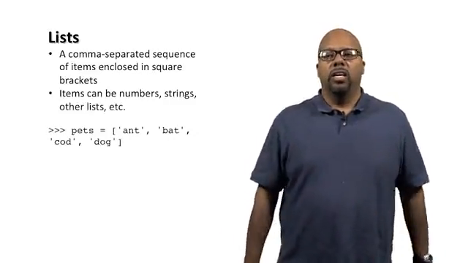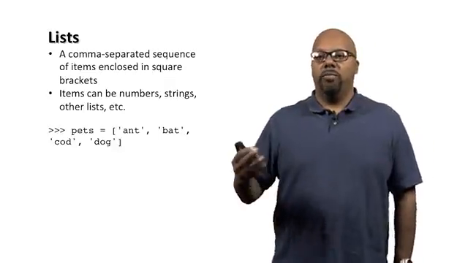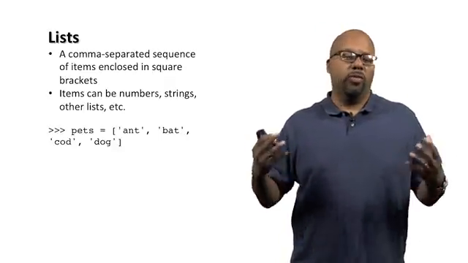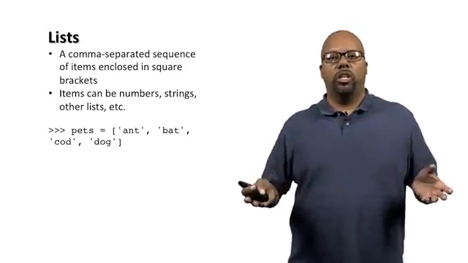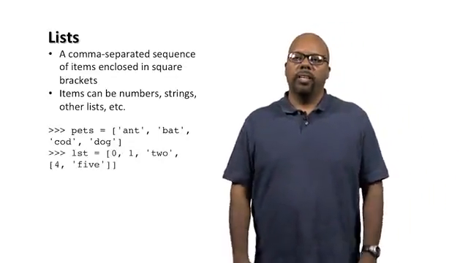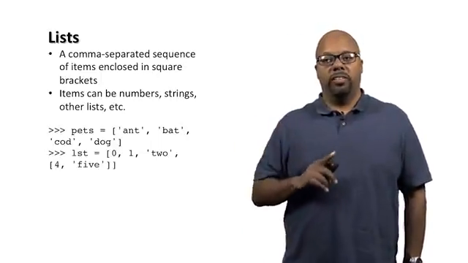So for instance here, we've got pets equals ant, bat, cod, and dog, right? So we've got 4 strings, and we put them together in a list. So now this list has 4 elements in it, 4 different strings. Here's another list. Now this one has 1, 2, 3, 4 elements in this list.